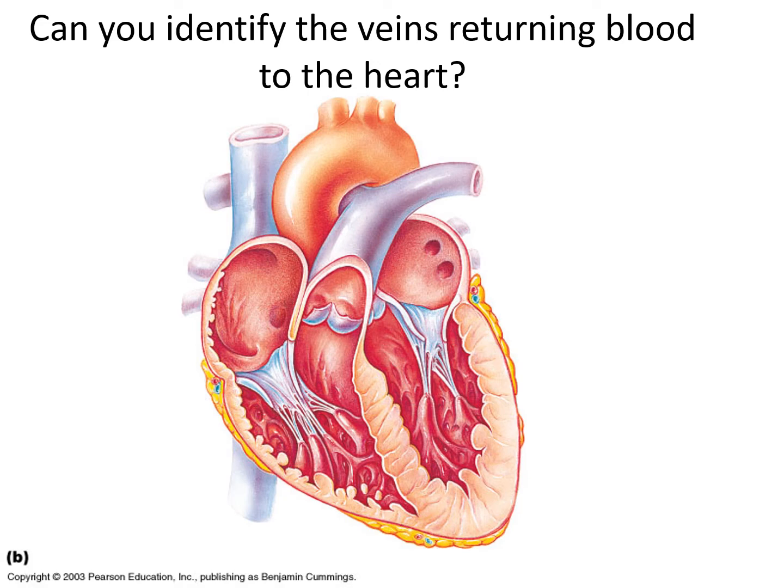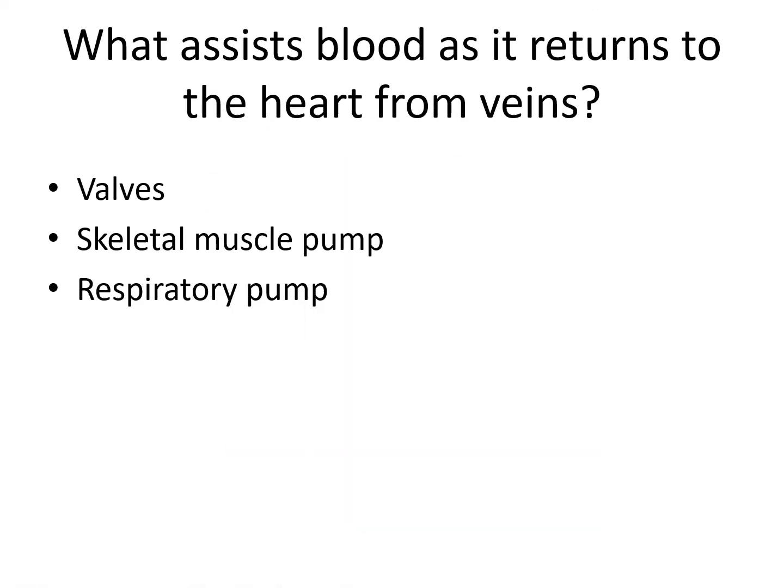All right, so can you identify the veins returning blood to the heart? Well, we have SVC that's clearly visible, and IVC. They are colored blue as we would expect because they carry deoxygenated blood. And then we have 4 pulmonary veins here, and of course they carry oxygenated blood back to the heart. So they are the exception to the rule of arteries being red and veins being blue.